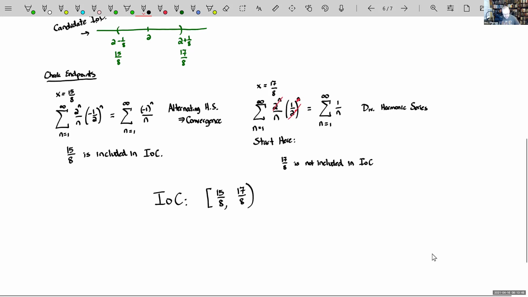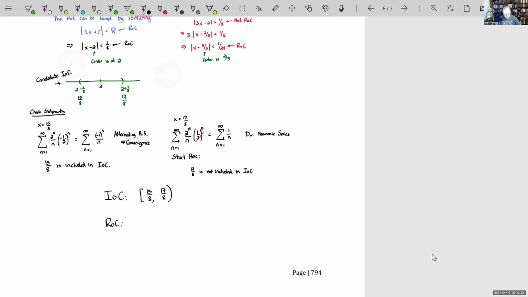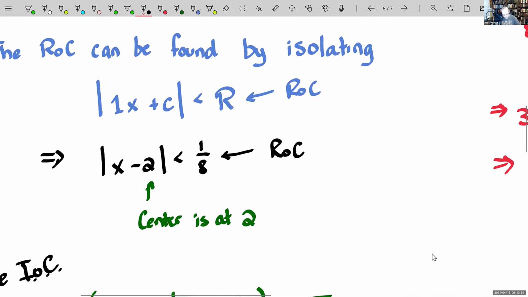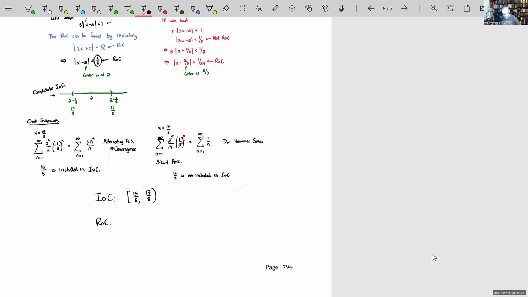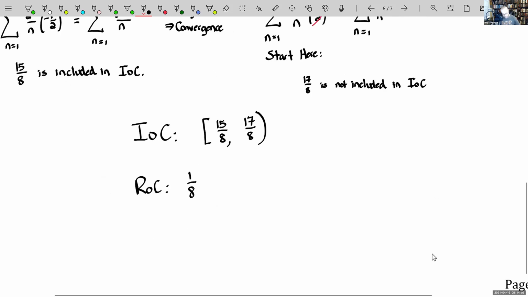we add up. And by the way, I should state the radius of convergence here cleanly. We had stated it earlier. The radius of convergence is 1/8. So I'll just go ahead and say that. It's basically the distance from center to edge, but there we go.